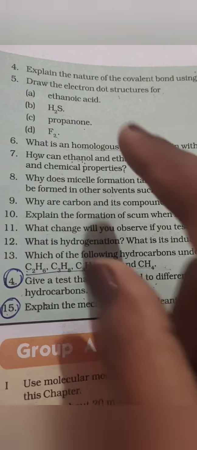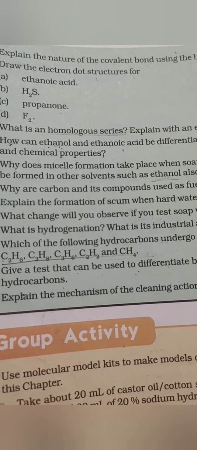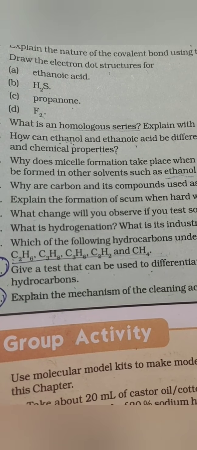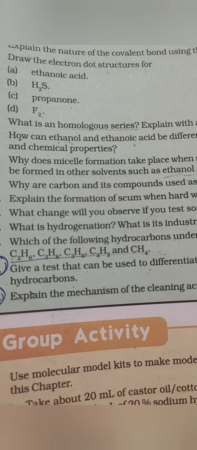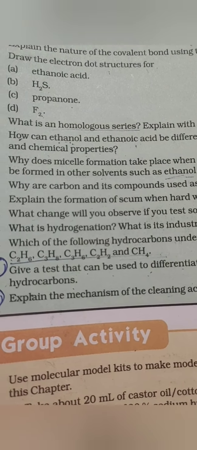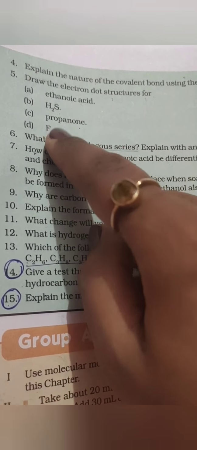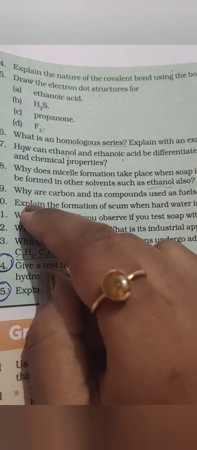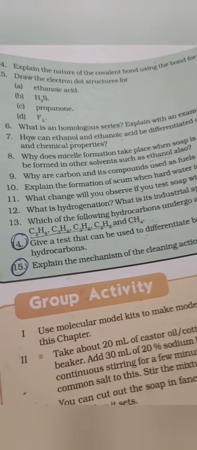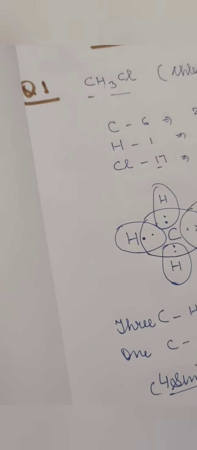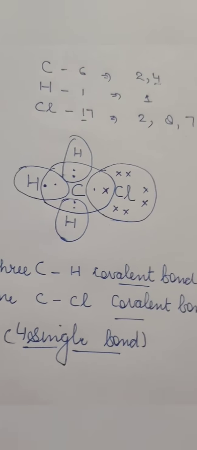But yes, H2S, hydrogen sulfide, can come. Propanol is also not coming because it's a ketone. So all these questions will not be coming. Yes, the fluorine molecule can be asked. We know that it's a normal covalent bonding. So we'll be doing H2S and fluorine, not propanol and ethanoic acid. If you can do them, it will be good for you.